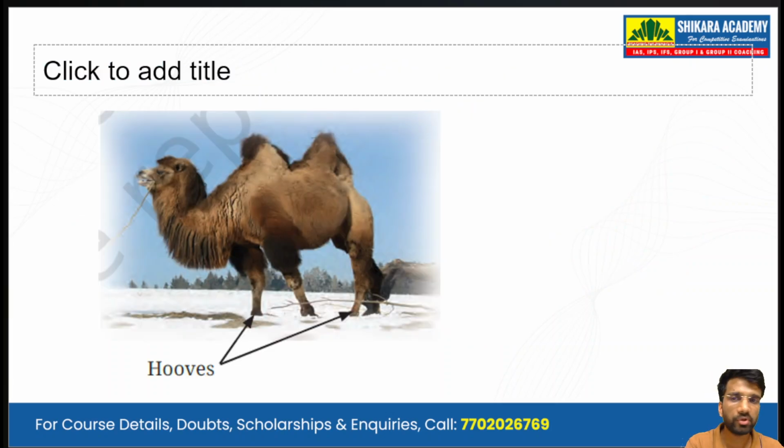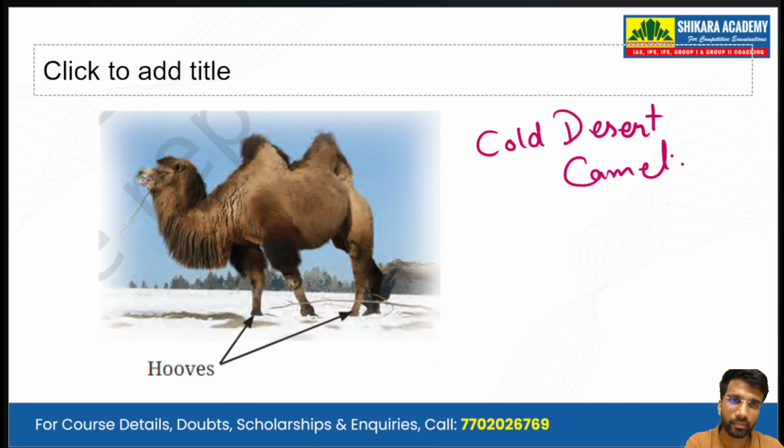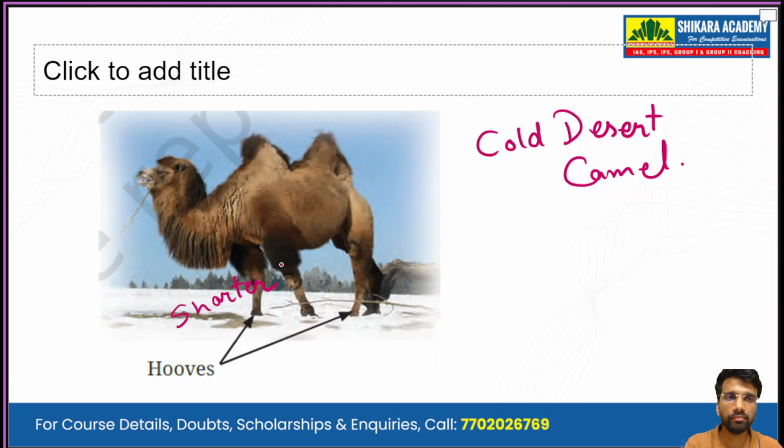After the camel from the hot desert, let's discuss the camel from the cold desert area. The height and legs of camels of a cold desert are comparatively shorter than those found in the hot deserts. These short legs allow the camel to walk easily on mountainous regions.